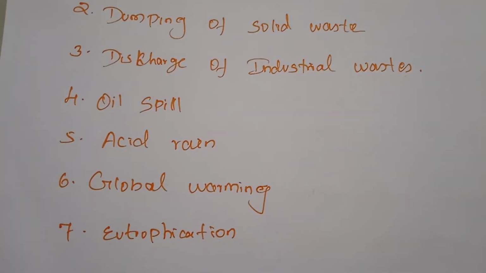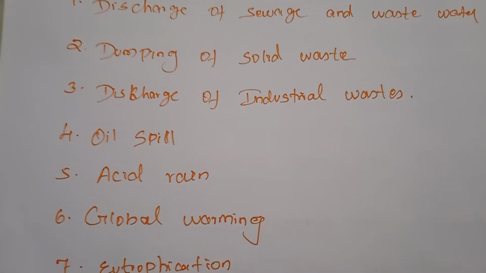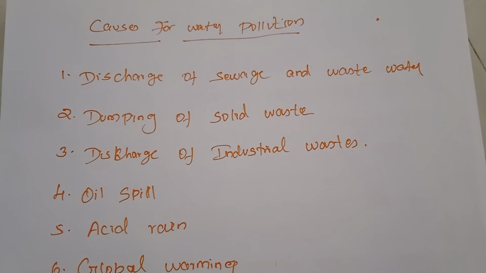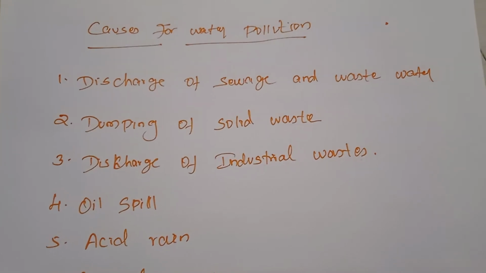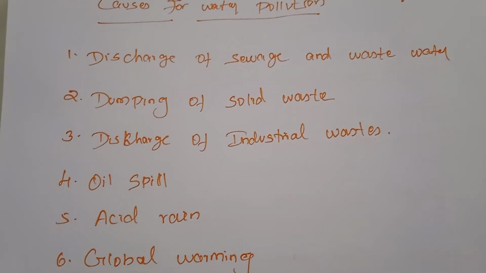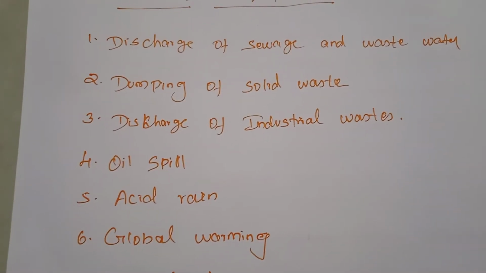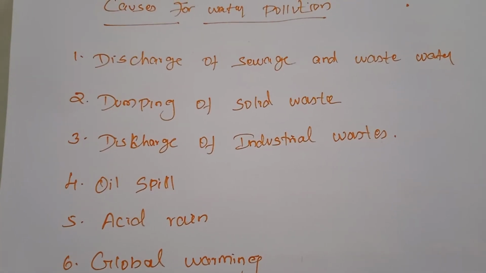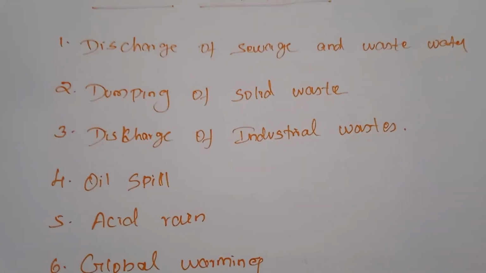Next, the dumping of solid waste. The dumping of solid waste and litter in water bodies causes huge problems. Many industries, and even our panchayats and municipalities, dump solid waste near the river or in the river. This is also one of the reasons for polluting the water. In our area we can easily see many individuals also dumping solid waste in the river or near the river. So it is also one of the causes of water pollution.